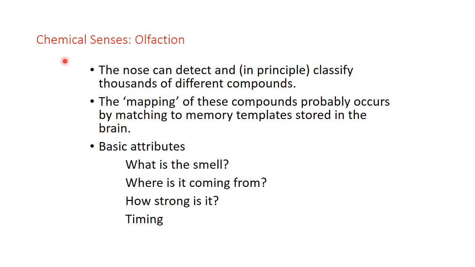Let's start our discussion about the chemical sense of olfaction. Our nose can detect and separate many different types of compounds. The mapping of these compounds occurs by matching our information to memory templates stored in the brain. Some of the basic attributes of the sense of olfaction are: what is the smell, where is it coming from, how strong is it, and what's the timing of the smell.